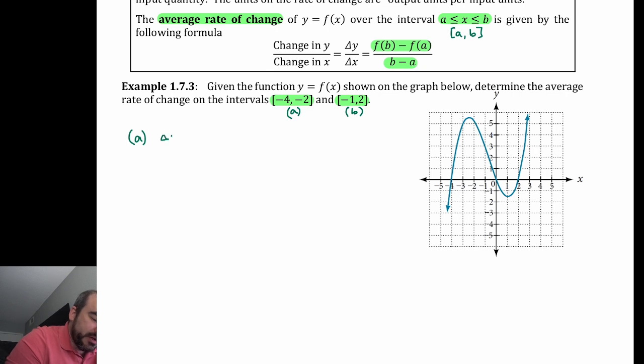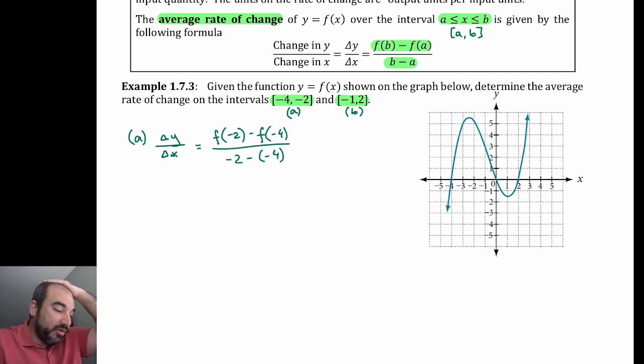We're going to do change in y. So we use delta to mean change in. So that's the difference between the y's and the difference between the x's. We're going to do f of -2 minus f of -4. Notice how I did the ending point minus the starting point function values. And then we'll do the same thing down here. We'll do -2 minus -4. So we do ending point minus the starting point for both the function values and the interval starting and ending point.